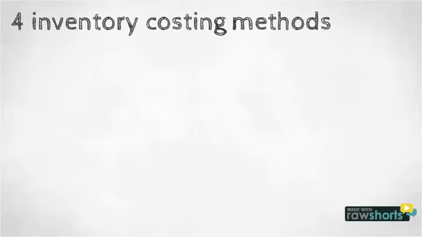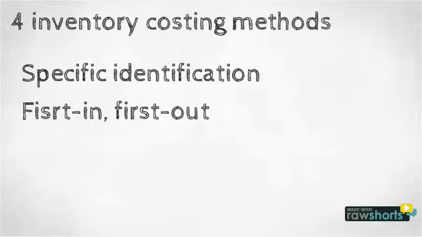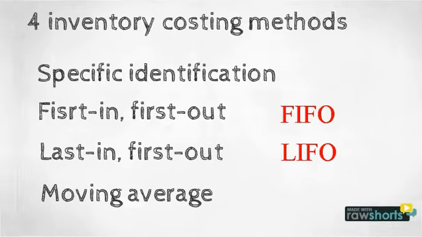Companies can use one of the following inventory costing methods. The first one is specific identification. Second one is first in, first out, FIFO. Then last in, first out, LIFO. And the last one is moving average.